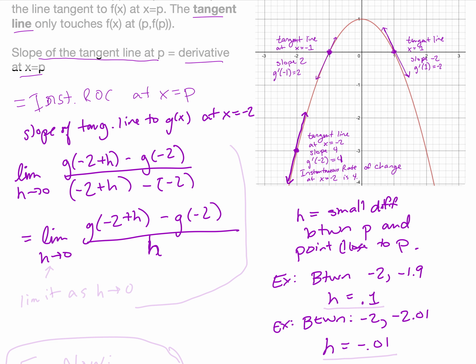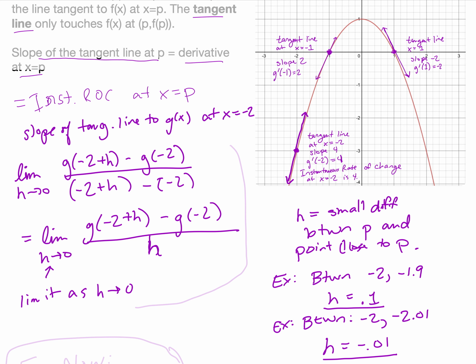So, okay, what does this limit mean? The limit as h goes to 0. In other words, the limit as h gets really small. What happens to this quantity, g of p minus g of a point close to p, divided by the distance between p and this point? We're talking about the limit as h goes to 0, as that difference between points gets smaller and smaller and smaller. We saw here that difference was 0.1. Here it was -0.01. That difference is getting smaller and smaller.